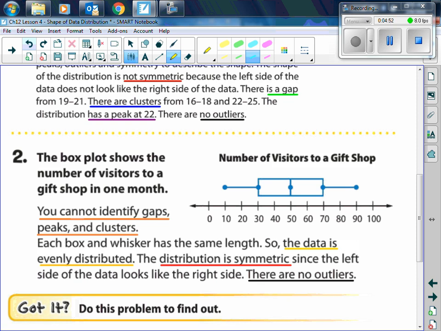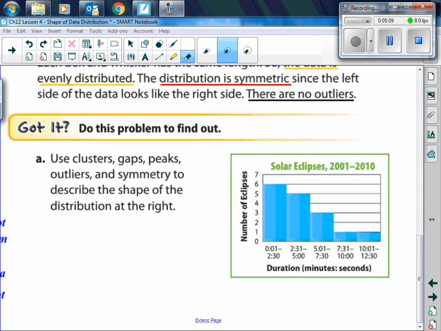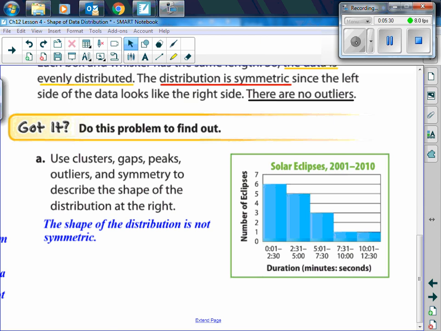Remember, on a box and whisker plot, the way we show the outliers is a little asterisk on the outside. Does everybody see that? Everybody understand that? Remember? If we had an outlier, it would be like a little asterisk out there, right? Okay. So for this histogram, we want to use clusters, gaps, peaks, and outliers, and symmetry to describe the shape of the distribution at the right. Okay, so first, let's look at symmetry. Is it symmetric? Both the same on both sides? No, it's not the same on both sides. So the shape of the distribution is not symmetric.